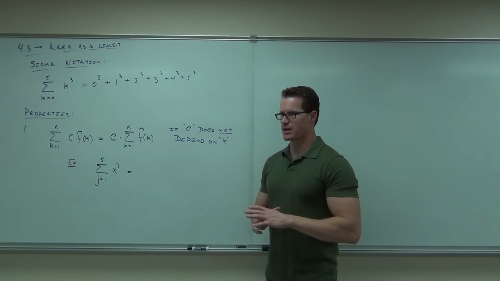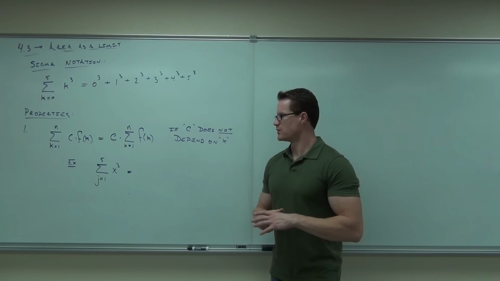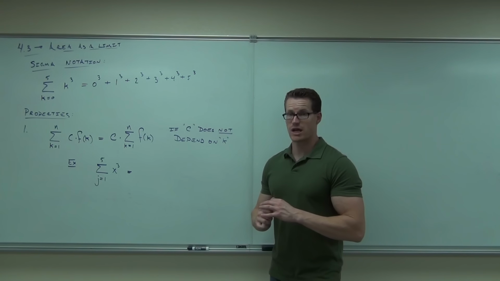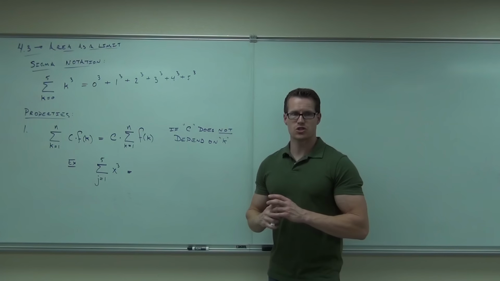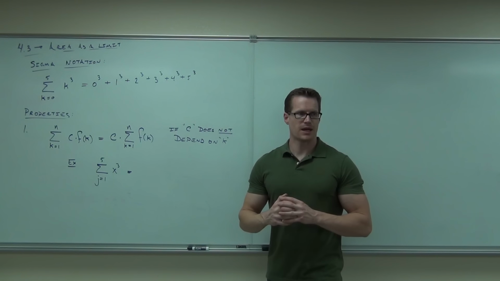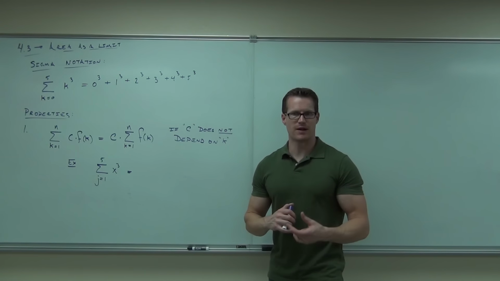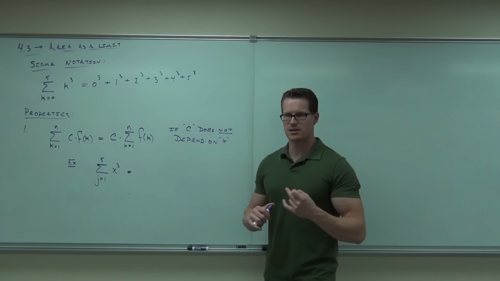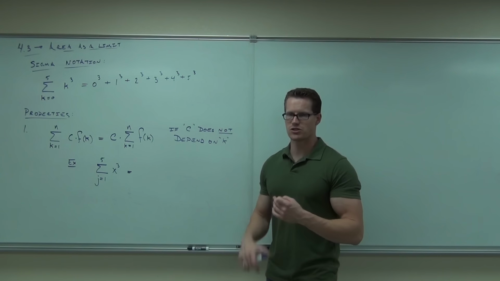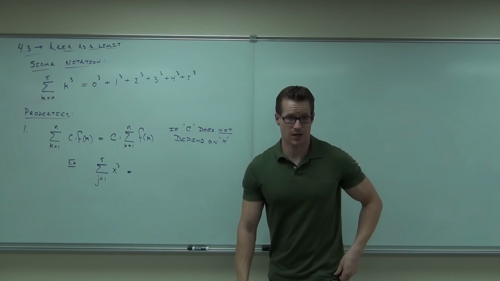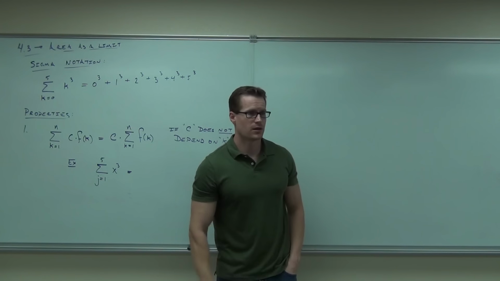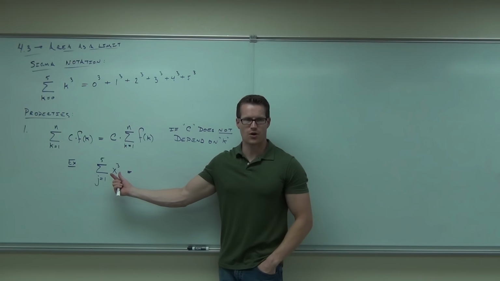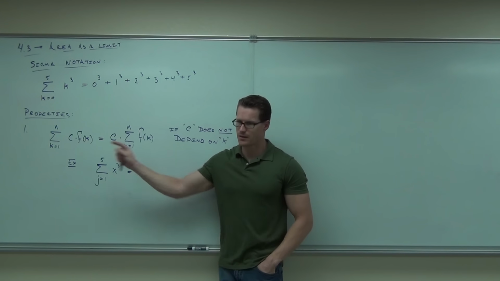What's your index? Your index should be the letter that starts at 1 and goes to 5. J is your index here. So the function should be in terms of j. Anything depending on j cannot be moved outside. Anything not depending on j is, in this context, like a constant. What's the function inside? x to the third, right? Is that a j? Nope. It has nothing to do with j, right? Nothing at all. You know what I can do with that?